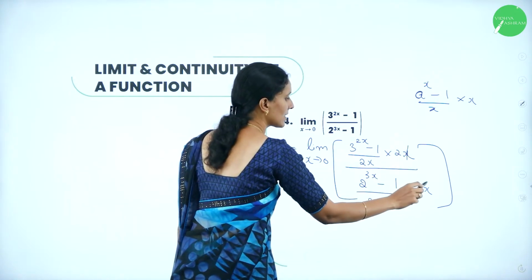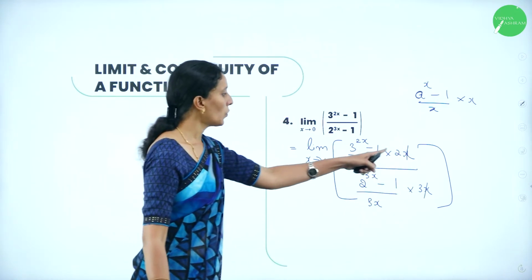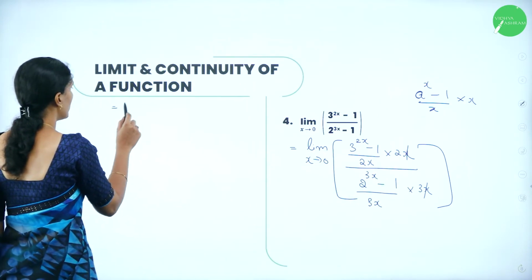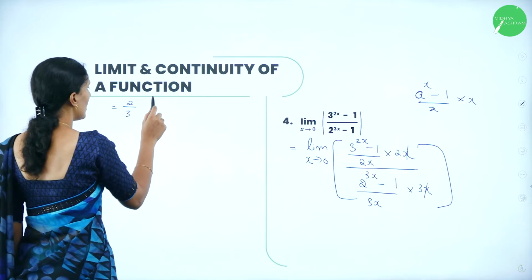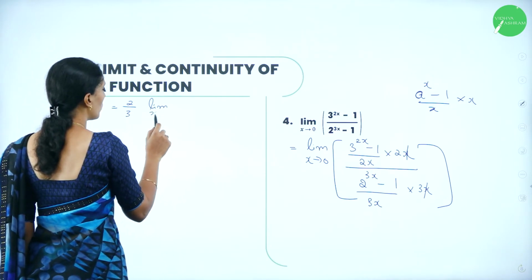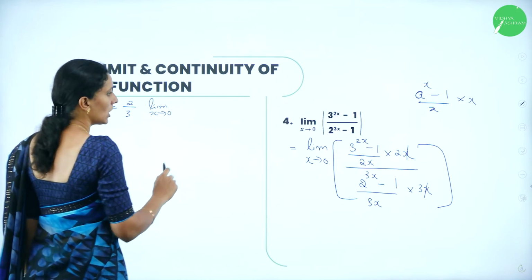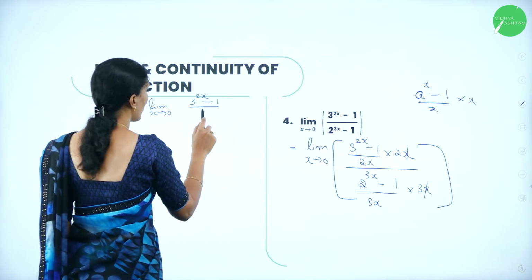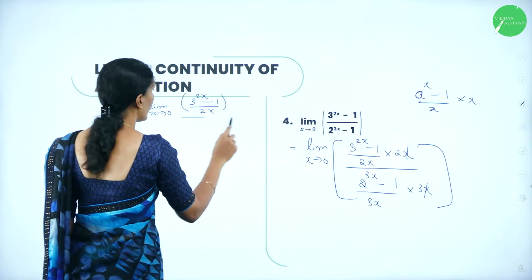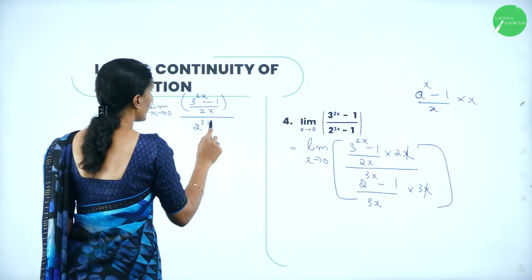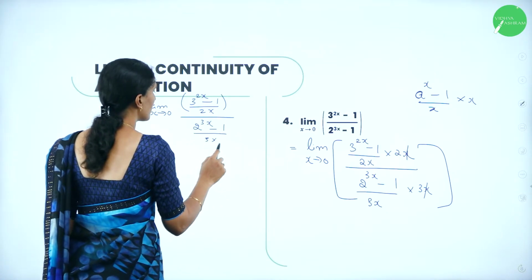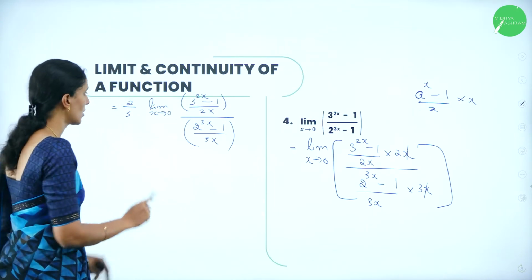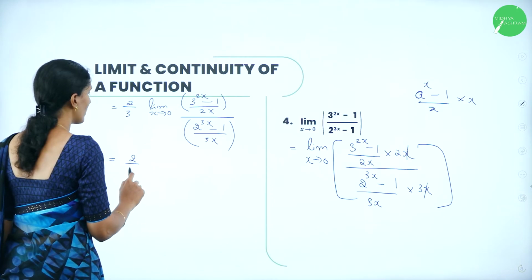Here I have x and x get cancelled. 2 is a constant, 3 is a constant. You can write outside the limit. So, it is 2 by 3. Apply the limit separately to both numerator and denominator. Limit as x tends to 0, (3 power 2x minus 1 by 2x) whole divided by (2 power 3x minus 1 by 3x). Now, this is of the form a power x minus 1 by x. So, you can write this as 2 by 3.